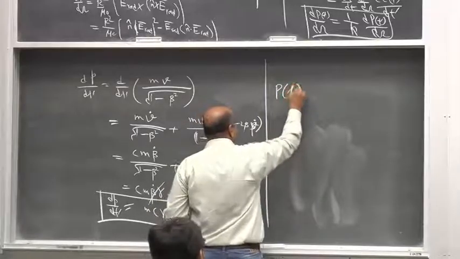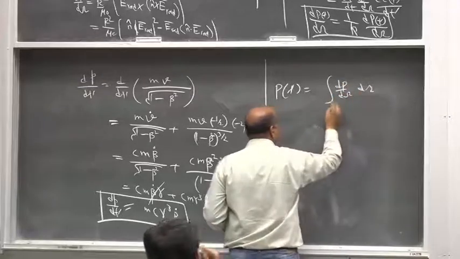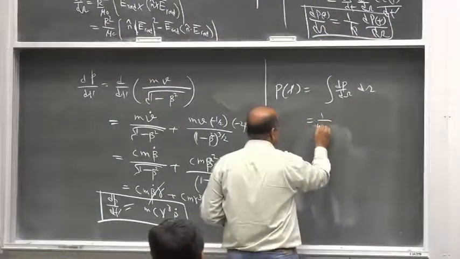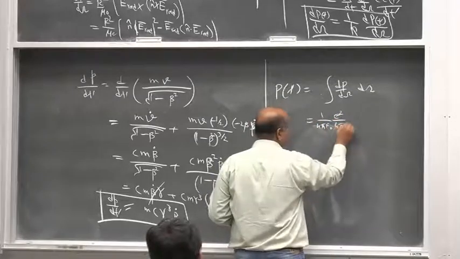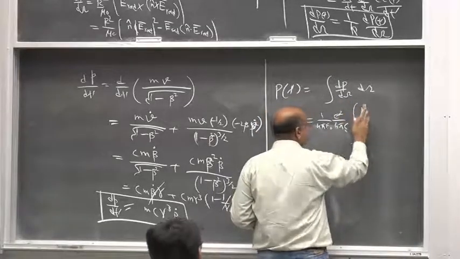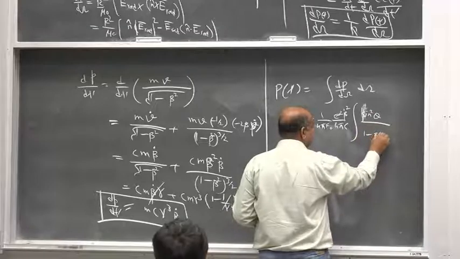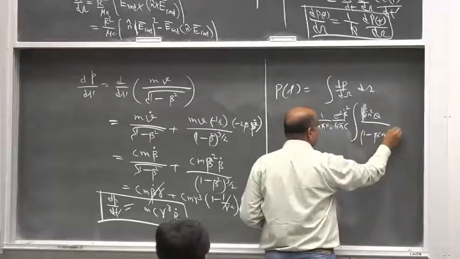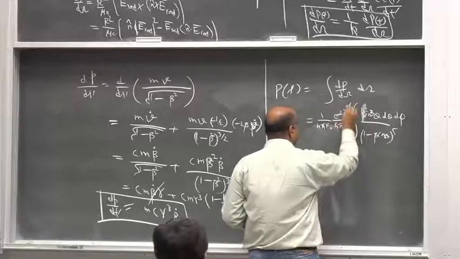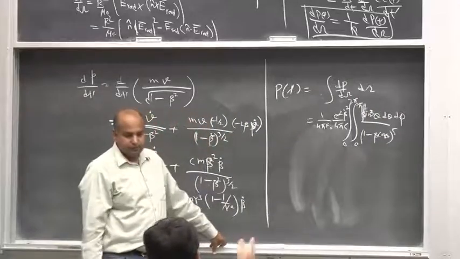So P of E prime is simply the integral over all space. So this factor is 1 over 4 pi epsilon naught, E square, 4 pi C. And from there the beta dot square will come out. Sin square theta, 1 minus beta cos theta, and dΩ is sin cube theta d theta d phi. So the integration over phi is 0 to 2 pi, and over theta it is 0 to pi.